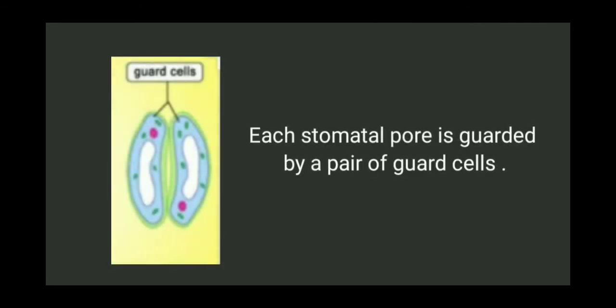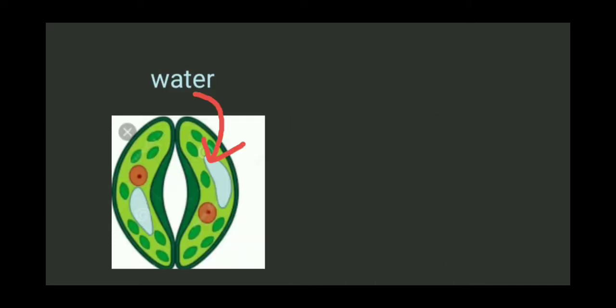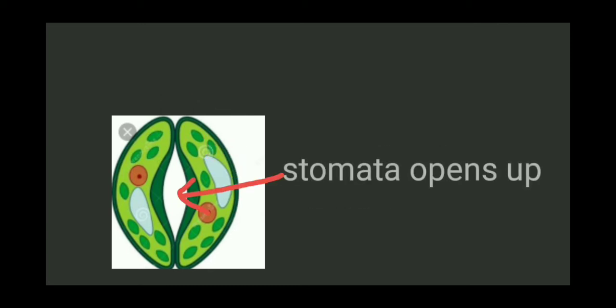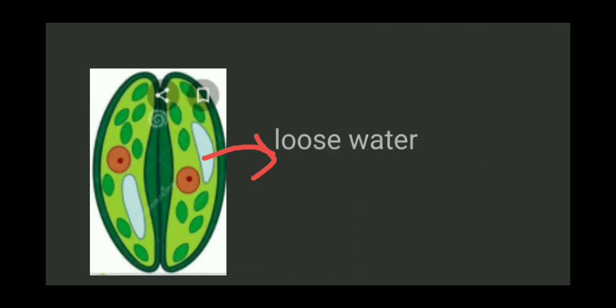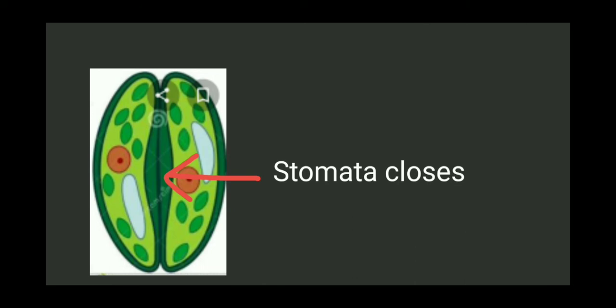Each stomatal pore is surrounded by a pair of guard cells. The opening and closing of the stomatal pore is controlled by these guard cells. When the water flows into the guard cells, they become turgid, they swell up, they become curved, and this opens the stomatal pore. On the other hand, when the guard cells lose water, they shrink and the stomata closes. So through the stomata, the carbon dioxide is obtained by the plant.